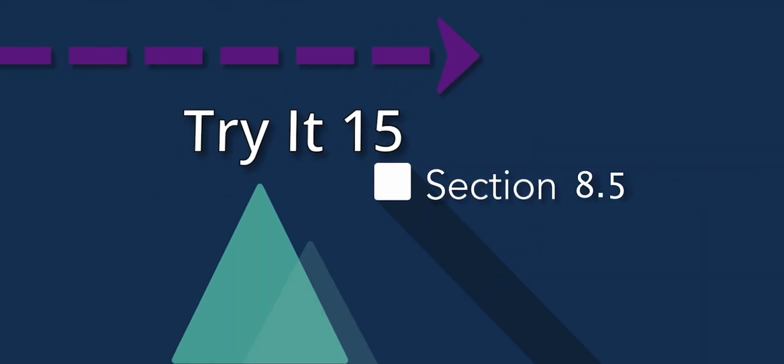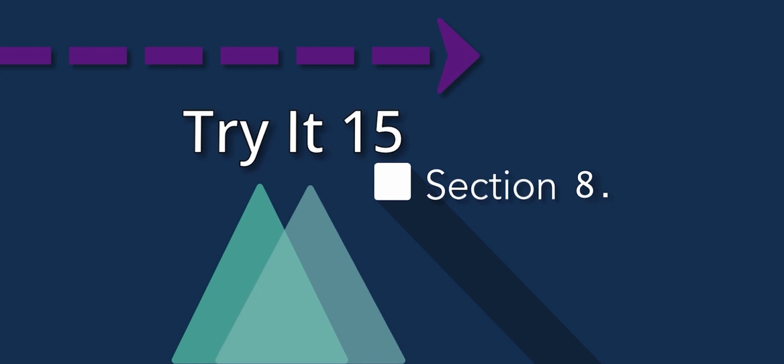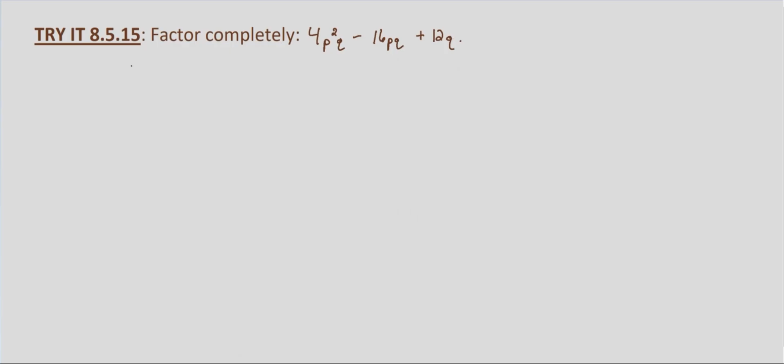So we're asked to factor completely 4p squared q minus 16pq plus 12q. As always, our first step is: is there a greatest common factor? So we look at the coefficients first, 4, 16, and 12. What's the common factor in there? Well, it would be 4.